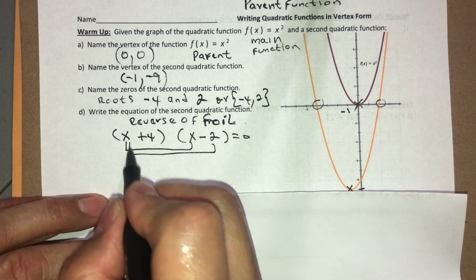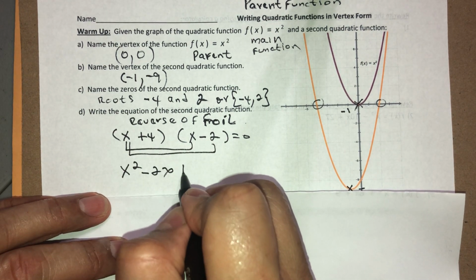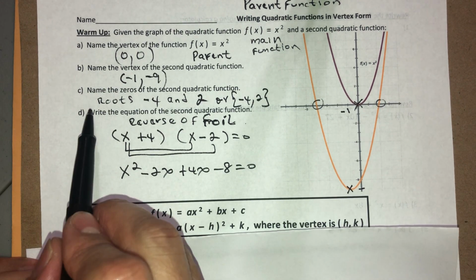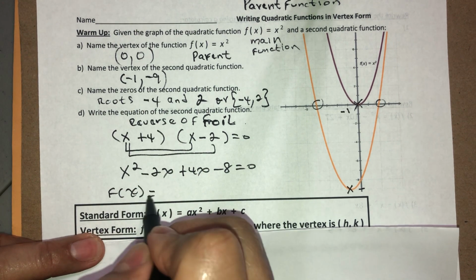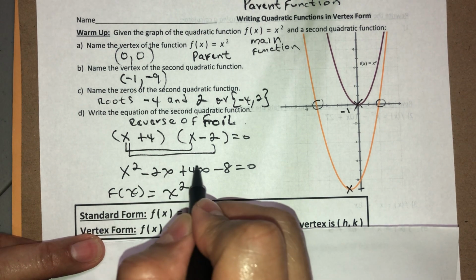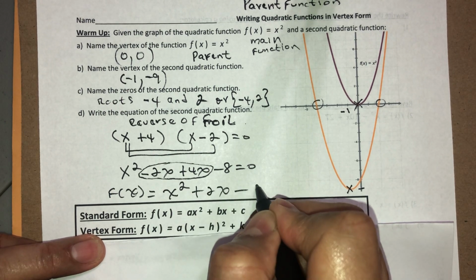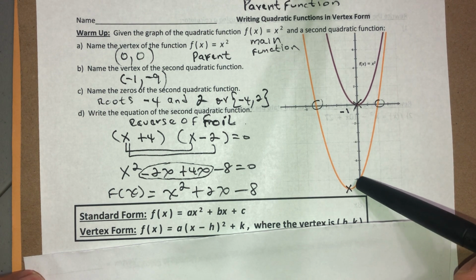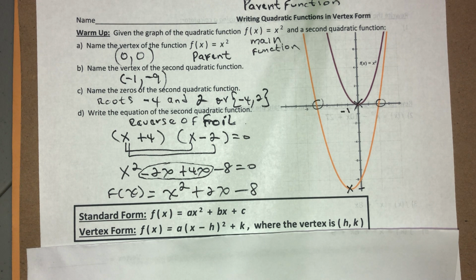Doing the FOIL. x times x is x squared, x times 2 is negative 2x, 4 times x is positive 4x, minus 8 equals 0. Now remember, because they're asking me to write the equation, I have to write f of x equals x squared, and combining the like terms gives me 2x minus 8, and that's my function, or my equation, it's the same thing. Remember, this is the parent and that's one of the kids. So I already answered my first four questions.